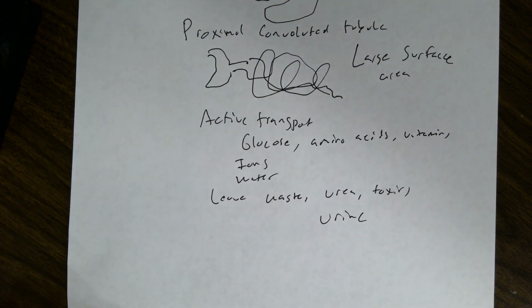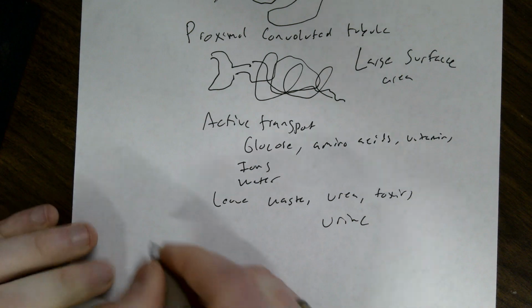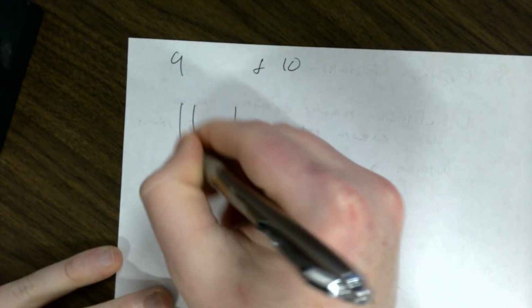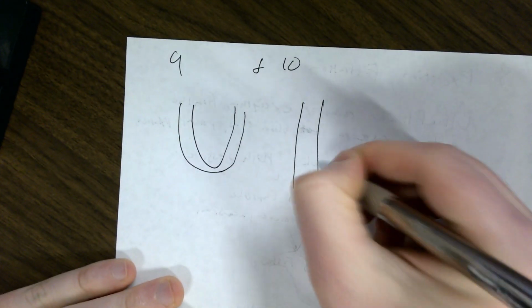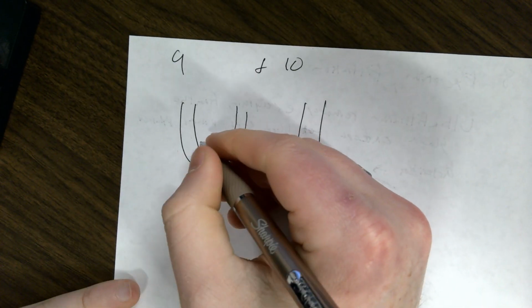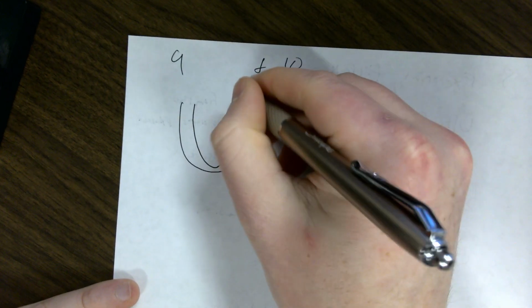Great. So then from there we have osmoregulation. So that's excretion. Now we have osmoregulation, which is standard 9 and 10. There are two parts to it: the loop of Henle and then the collecting duct. So that's standard 9 and standard 10. The loop of Henle is in the medulla. Well, they're both in the medulla.